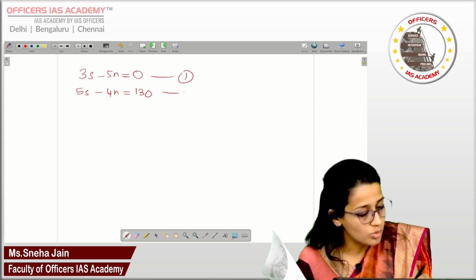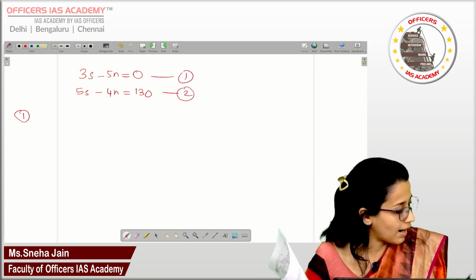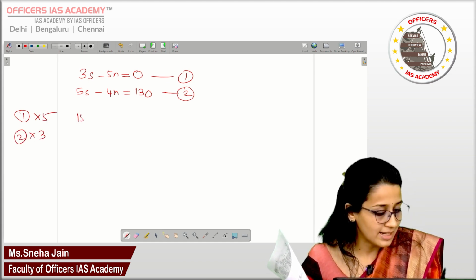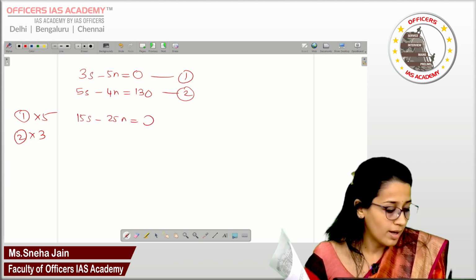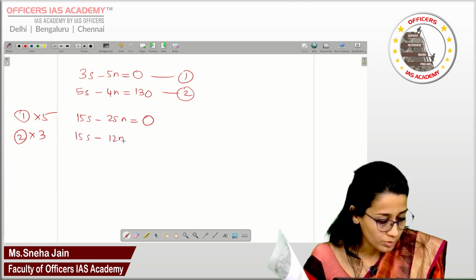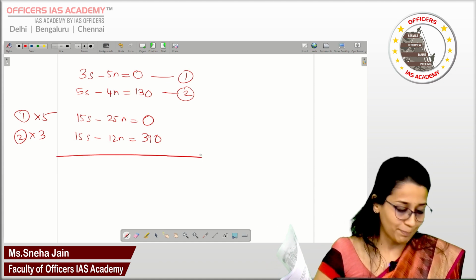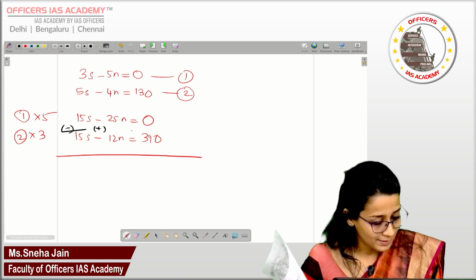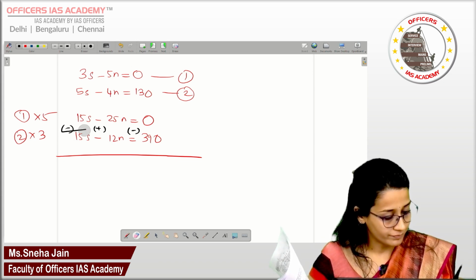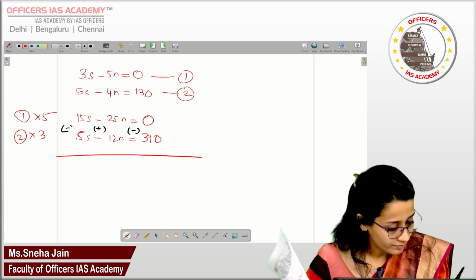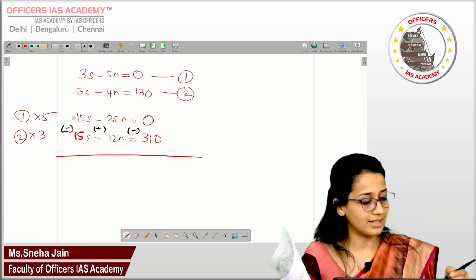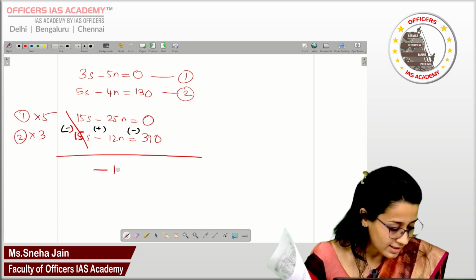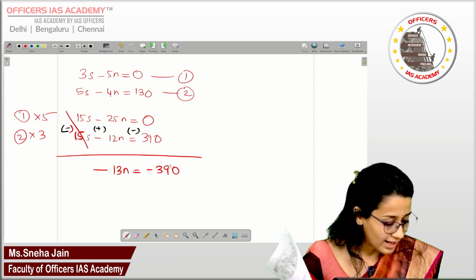Equation 1 and 2. We will multiply the first equation by 5 and the second equation by 3 and eliminate S. So this will be 15S minus 25n is equal to 0 and 15S minus 12n is equal to 390. I am going to subtract. So I'm going to change the signs here. This becomes minus, this becomes plus, and this becomes minus. So 15S minus 15S gets cancelled. Minus 25n plus 12n becomes minus 13n is equal to minus 390. So your n is nothing but 30.